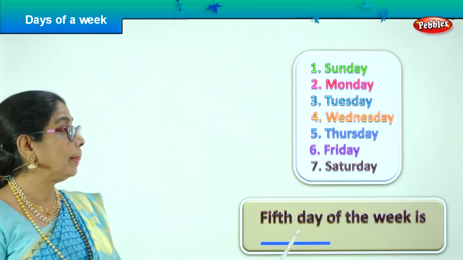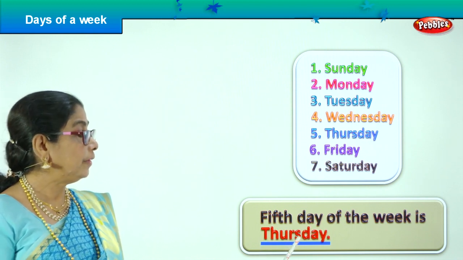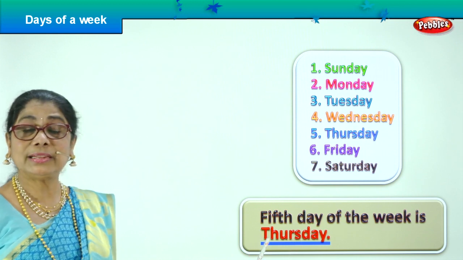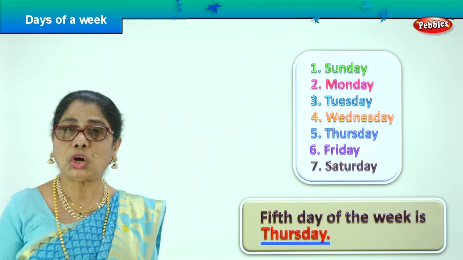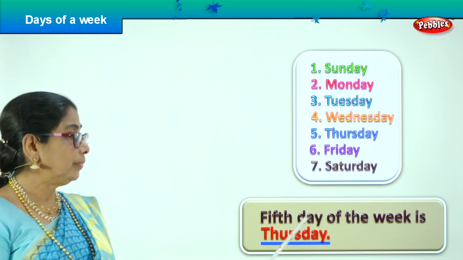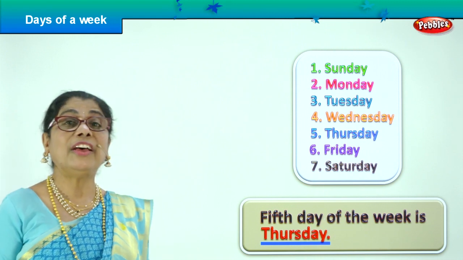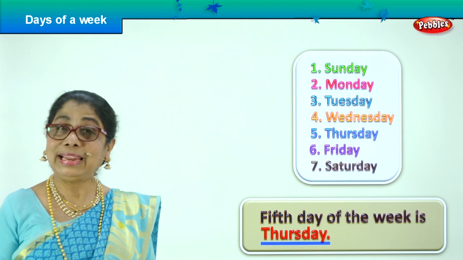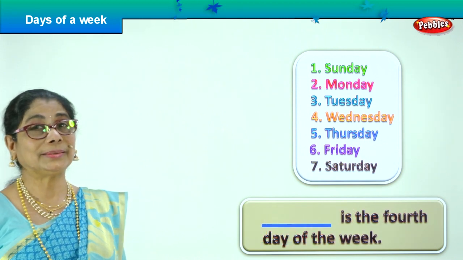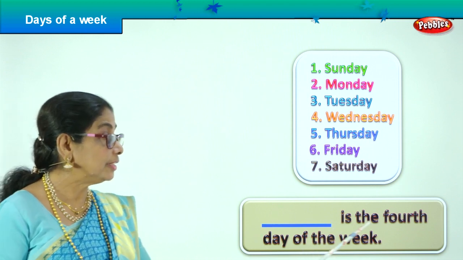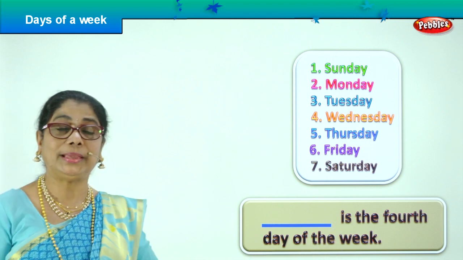Thursday. Thursday is the fifth day of the week, and we make sure the T, the first letter, is in capital because that's the name of the day of the week. Fifth day of the week is Thursday. Let's go on to our next question. Dash is the fourth day of the week.